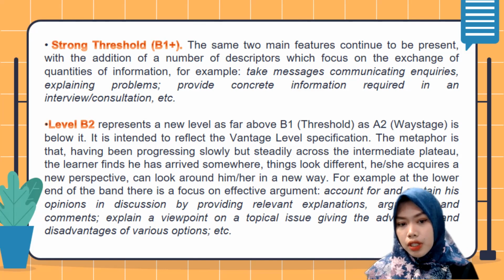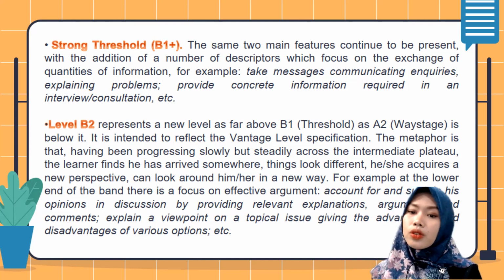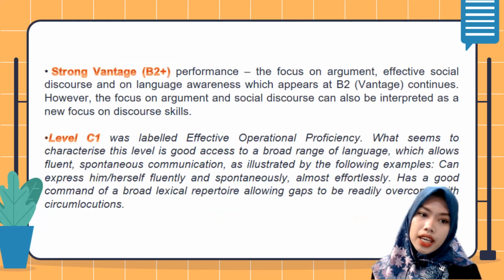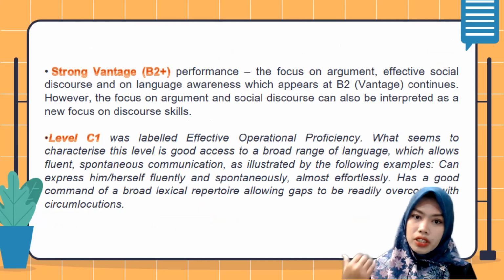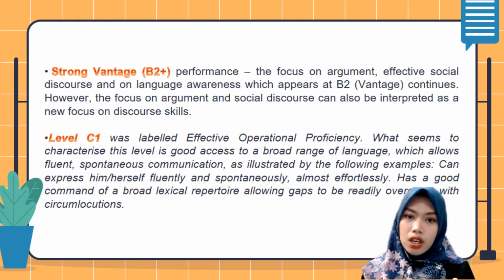And the level B2 represents a new level above the B1 threshold and A2 plateau. Strong B2 performance, the focus on arguments. So in this stage, we can tell our argument, yeah.